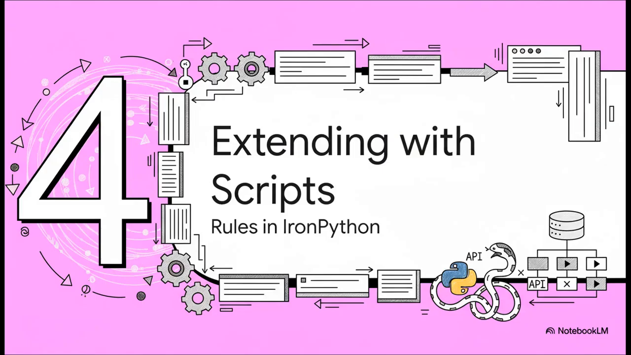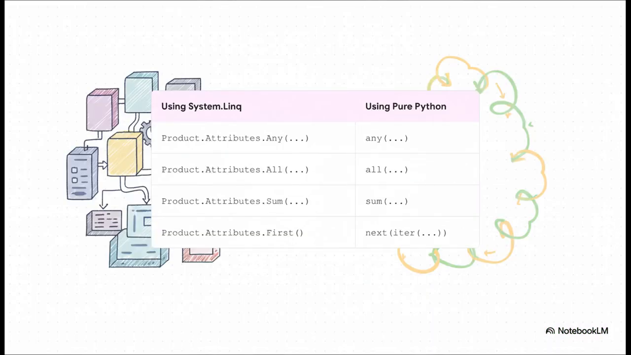Okay, so manipulating data is one thing, but what about adding your own custom logic? This is where IronPython scripting comes in. It lets you react to different events inside the CPQ process and inject your own business rules. Now, the documentation points out a really key best practice here. While you can use .NET System.Linq, it's often better to use pure Python constructs like the list comprehensions you see on the right. They tend to result in code that's not just more readable, but also more efficient.